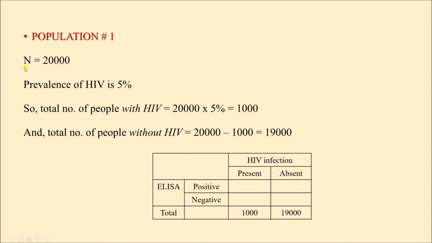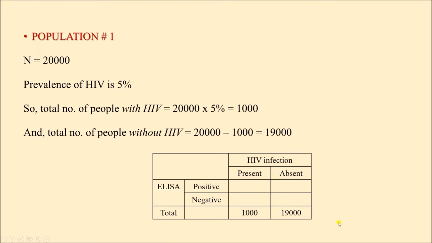The number of people living in population 1 is 20,000. The prevalence of HIV is 5%. So of all the people, 5% of them will be having HIV. So the total number of people with HIV is 5% of 20,000 people, that is around 1,000 people. And the rest of the people will be free of HIV. So the total number of people without HIV is 20,000 minus 1,000, that is 19,000.